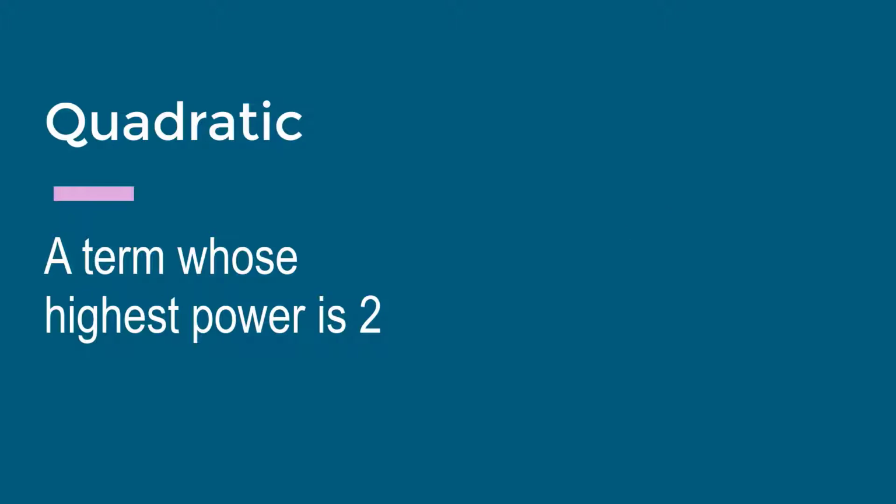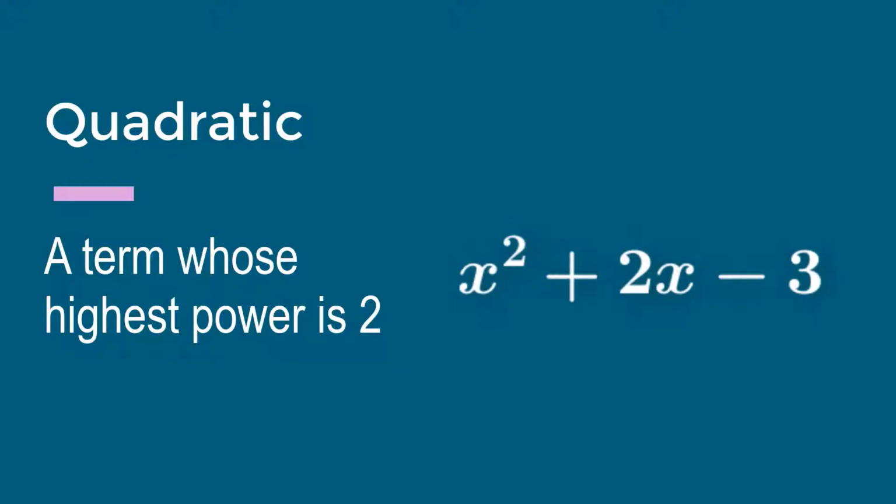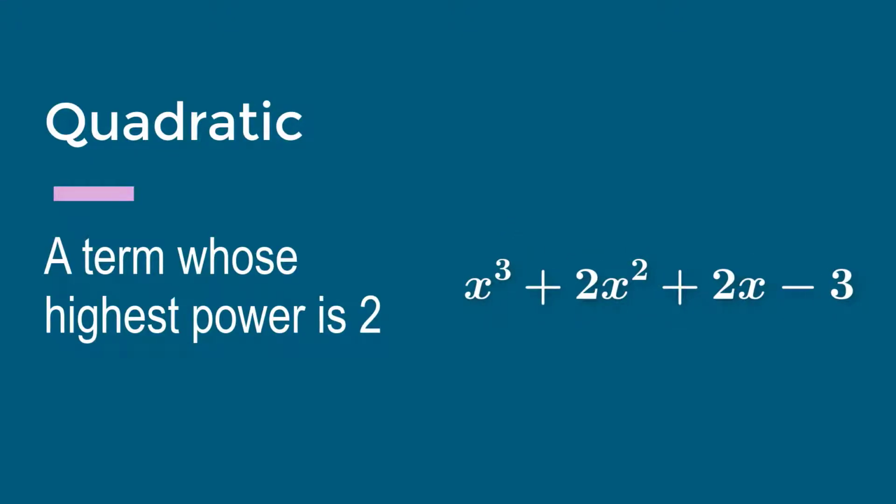For example, x squared plus 2x minus 3 is a quadratic expression because the highest power of the variable in this term is 2. Whereas x cubed minus 2x squared plus 2x minus 3 would not be, because the highest power of the variable in this term is 3.